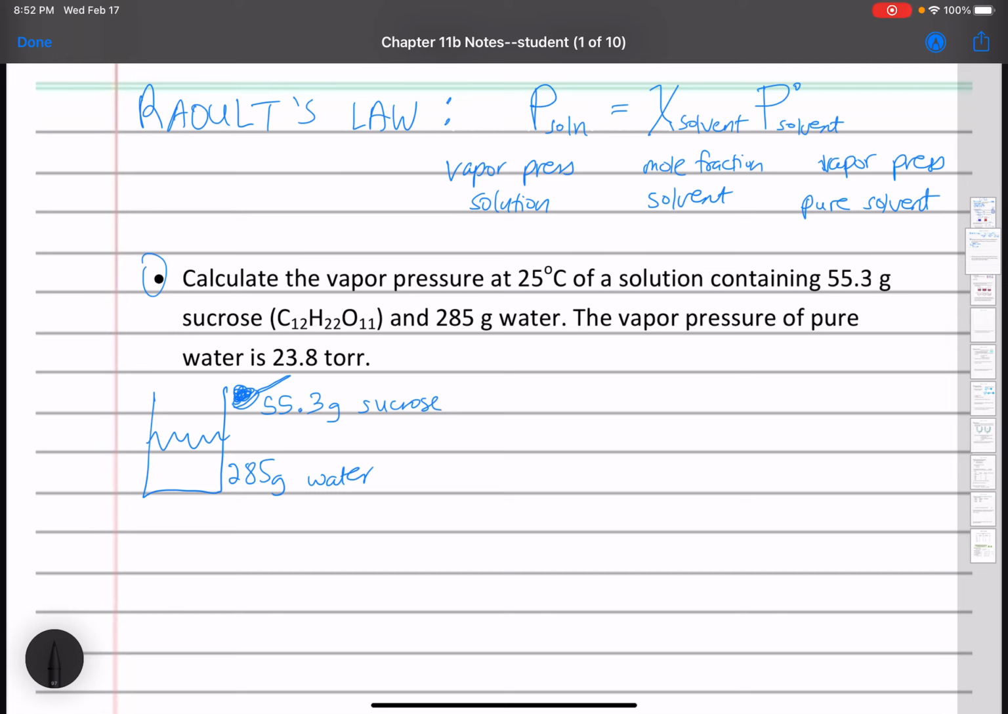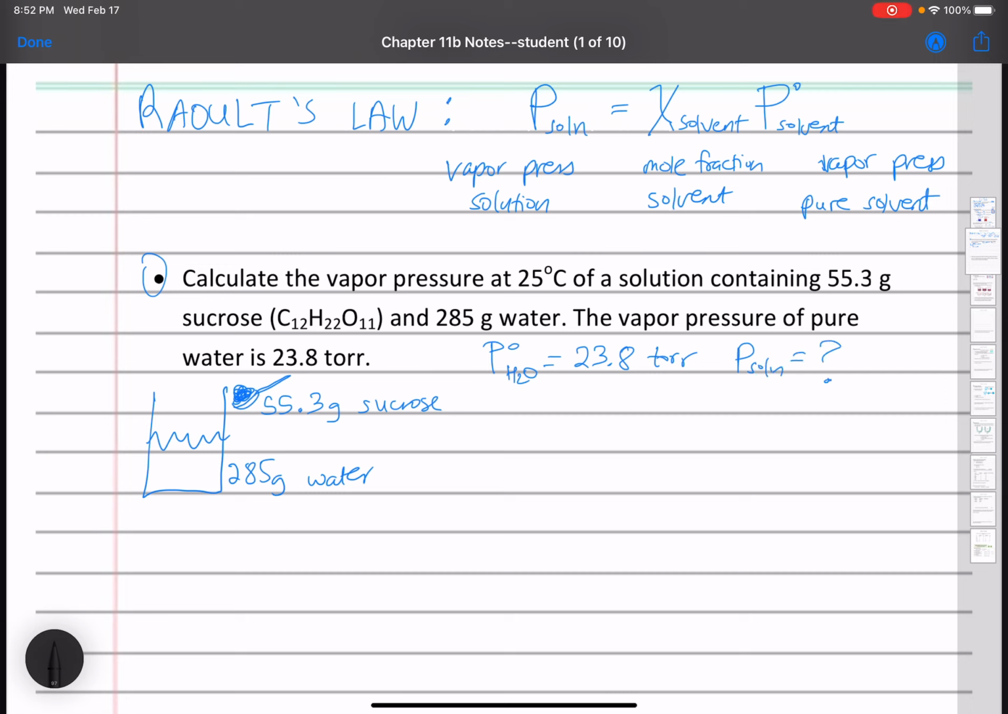And we want to know, once we make that solution, what the vapor pressure of it will be. And it tells us the vapor pressure of pure water. So the vapor pressure of pure water is 23.8 torr. Okay, so I want to know what is the vapor pressure of the solution.